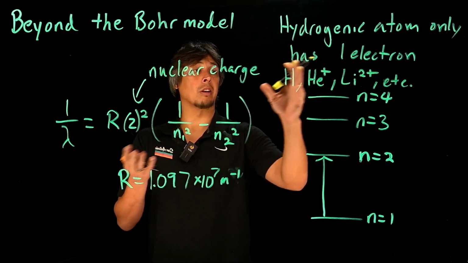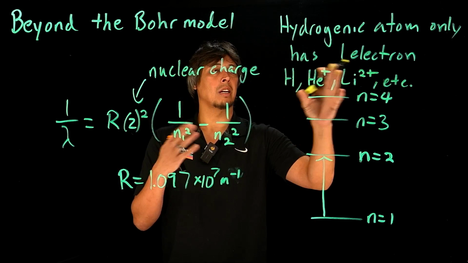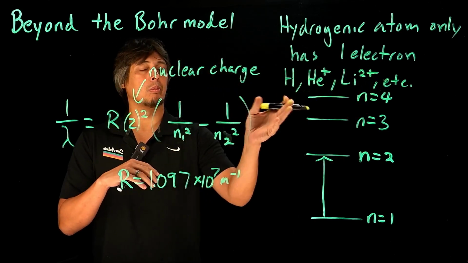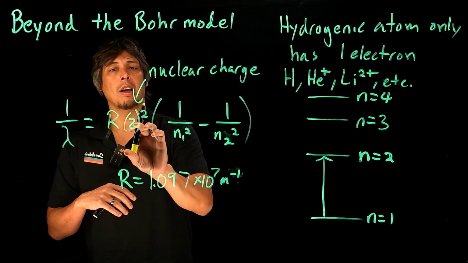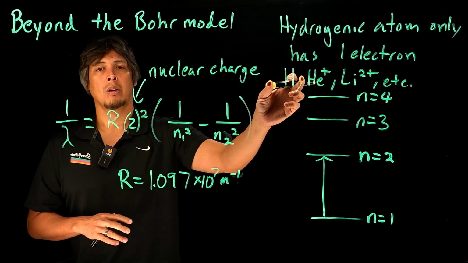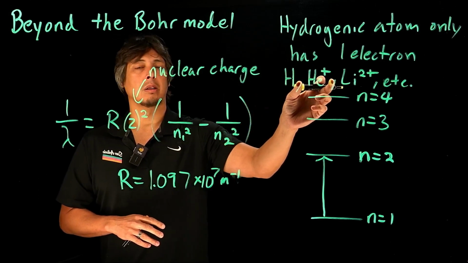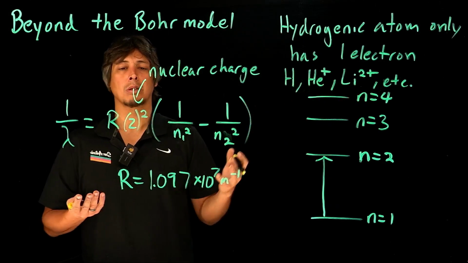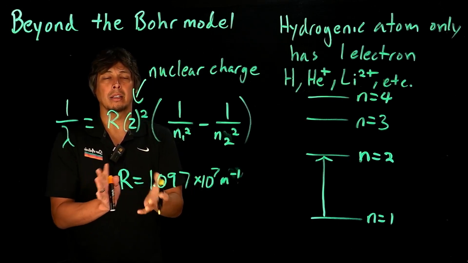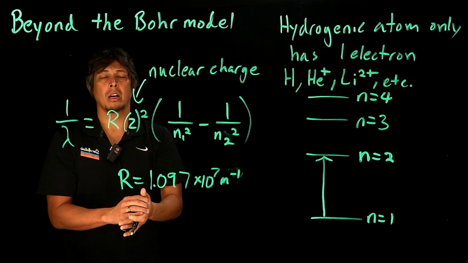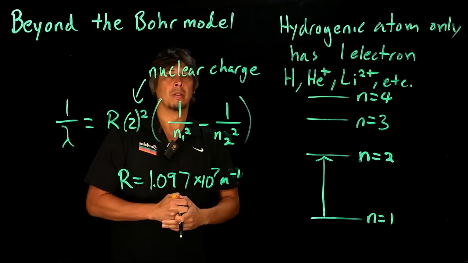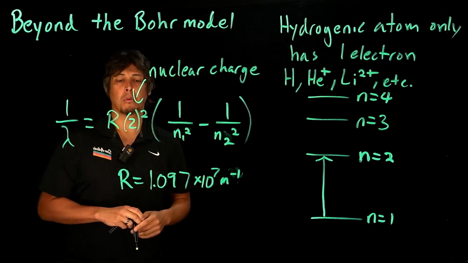Again, this only applies to systems that have 1 electron, and we can change the atom we're looking at, and when we do that, we would change the value of Z depending on what the nuclear charge is. So for instance, hydrogen would have a nuclear charge of 1, helium would be 2, lithium would be 3, and so on and so forth, all right? But again, this model and the Rydberg equation only apply for these hydrogenic atoms, okay?